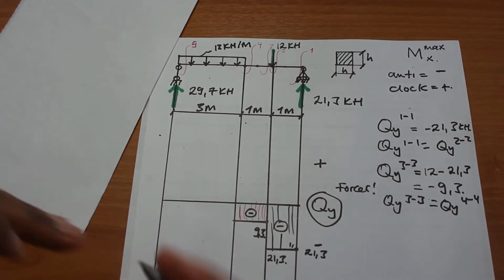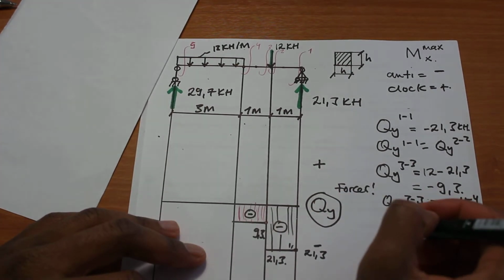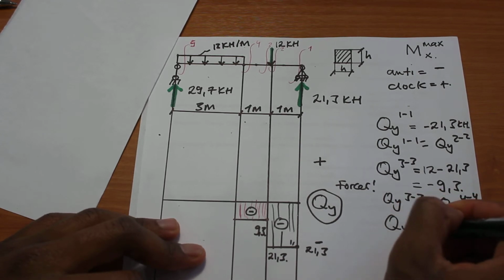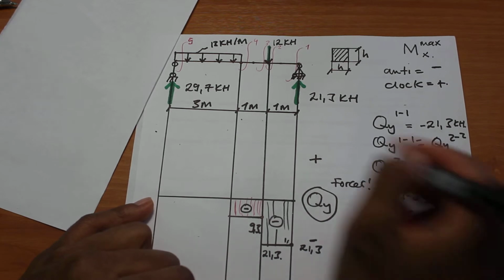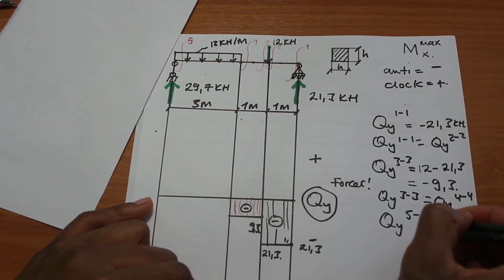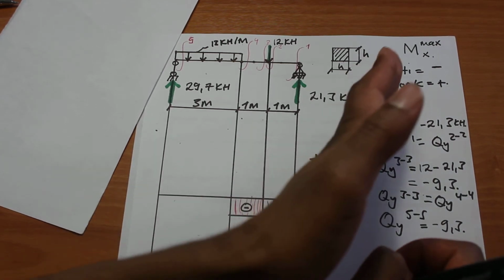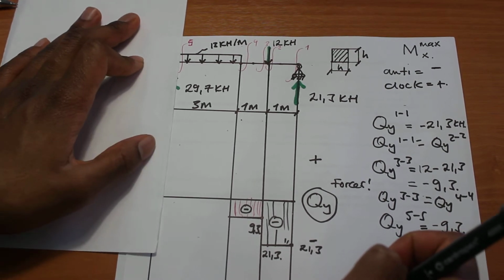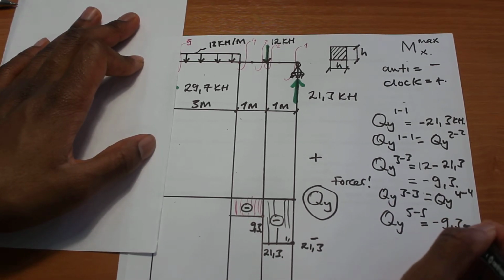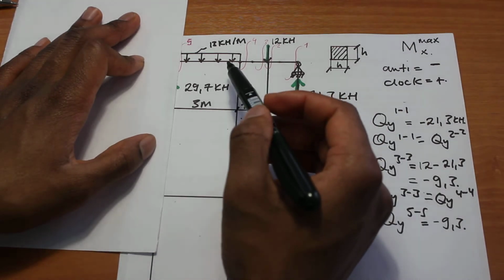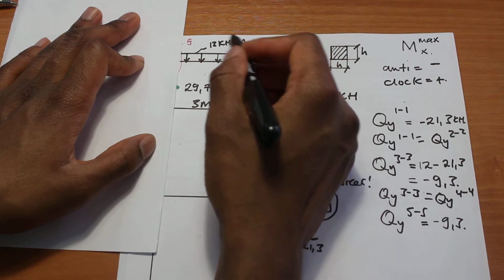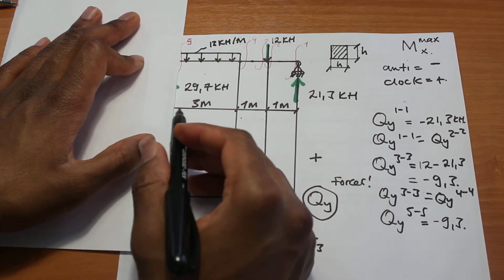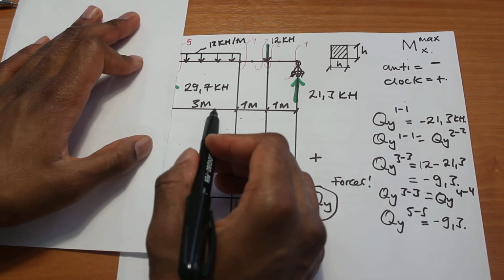So I have something like this. And then when I get to Q55, this gets interesting. I already have a negative 9.3 kilonewtons, because we're taking everything that we're seeing. So at this point I can see the negative 9.3 kilonewtons. And then the new thing that is happening here is that I have 13 kilonewtons that is being spread out along a length of 3 meters.